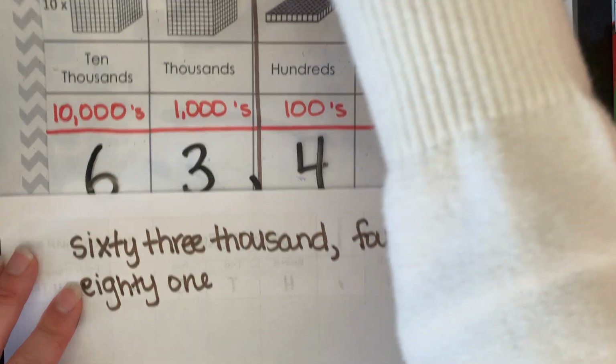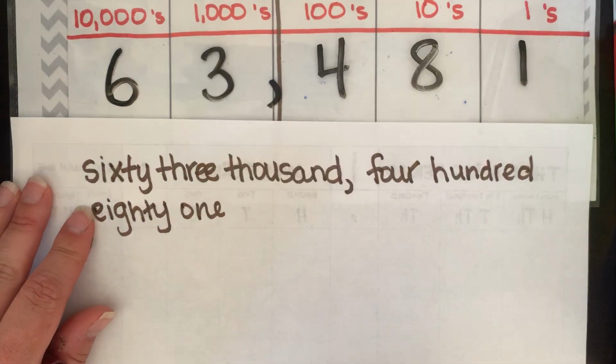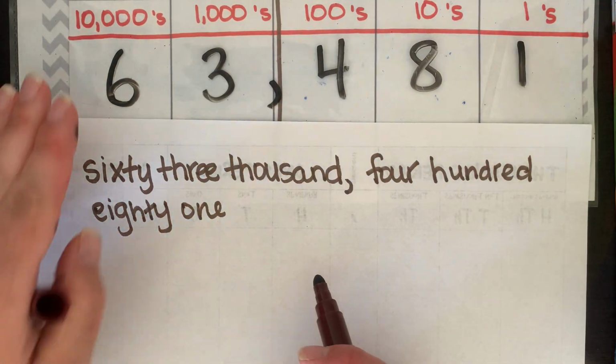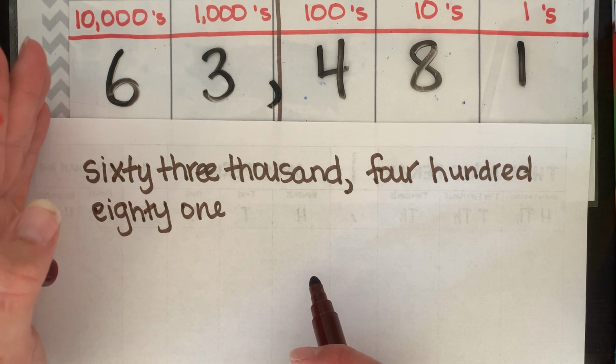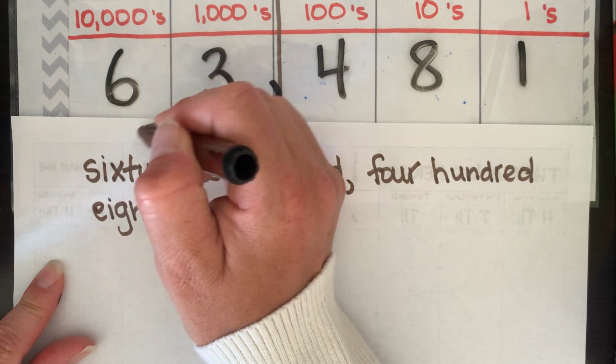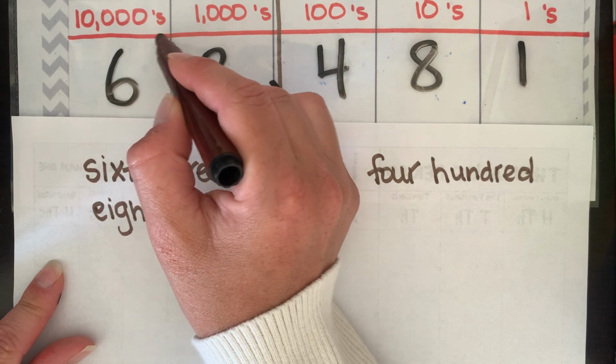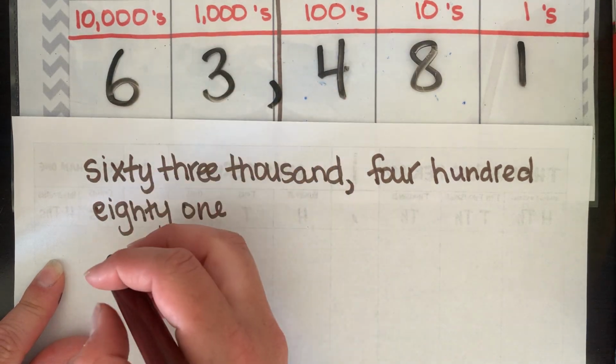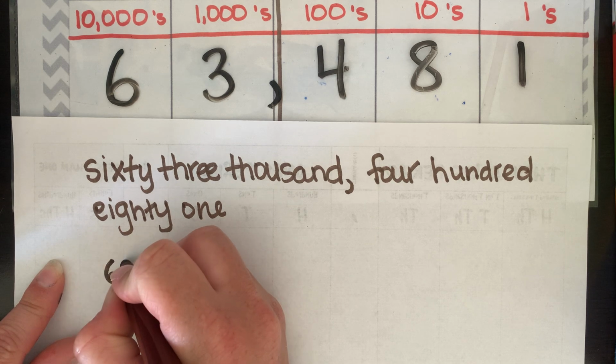Now last is my expanded form, which means I'm going to talk about my digit and the value based on its place. So this 6 has a value of 10,000. So that would be 60,000.